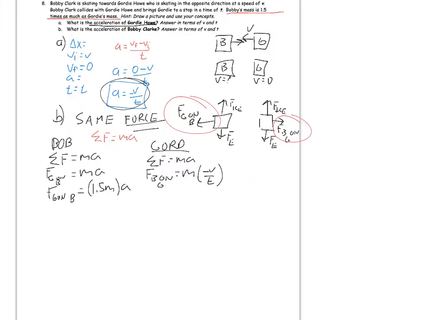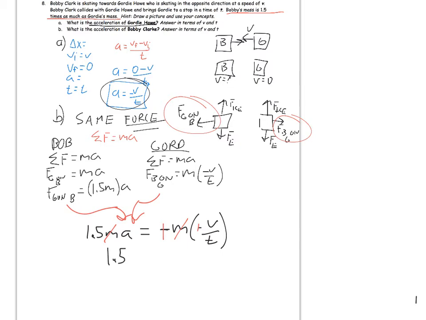Okay, I'm going to bring these two forces together here. I know that these two forces are equal, just one is going to be negative because they are pointing in opposite directions. So I can say 1.5 ma equals negative m times negative v over t. And that just comes from Newton's third law. The forces are equal but opposite, and that's where that negative sign comes from. So I can go ahead and divide out the m's. The two negatives on this side just make it a positive, so I get 1.5 a, where a is the acceleration of Bobby, is equal to v over t.